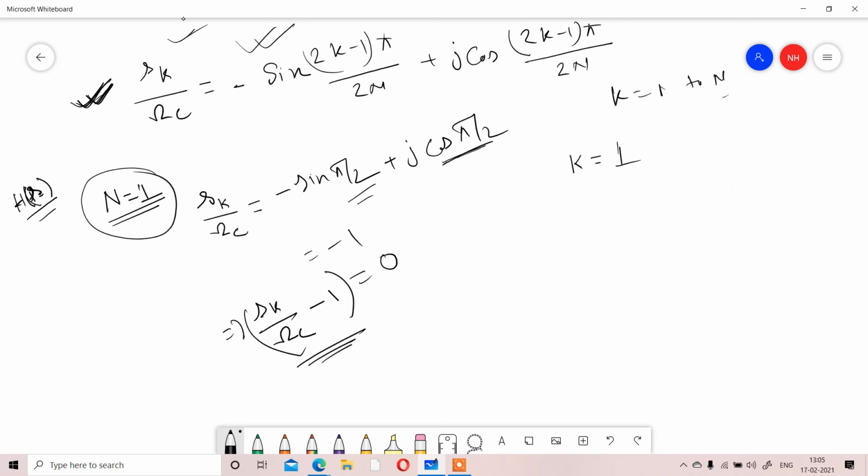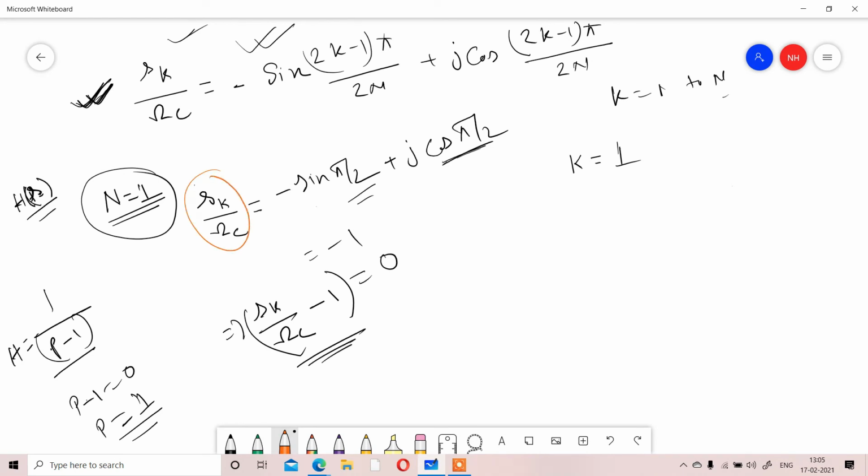Simple. Because if this is your transfer function, from here we are getting the pole expression like that. p minus 1 equal to 0 you are considering. From here p equal to 1. Here p equal to 1 is given, means s_k by omega c is given. From here p minus 1 you have calculated by s_k by omega c minus that term, and that is your 1 by that is your transfer function.